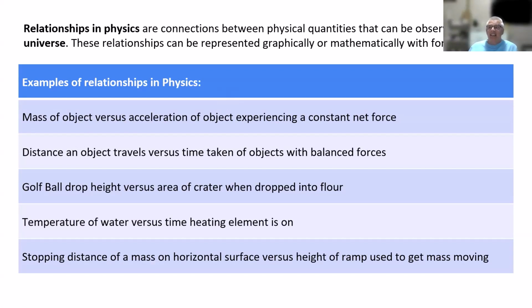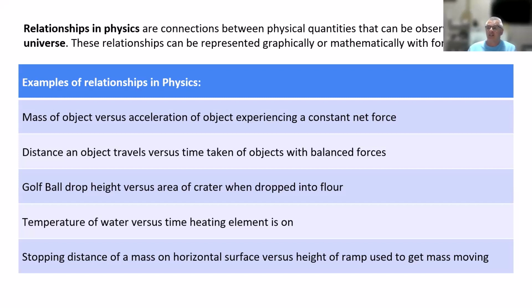Okay, at the top, again, is what the NCEA glossary says a relationship in physics is. And relations in physics are connections between physical quantities that can be observed in the universe. These relationships can be represented graphically or mathematically with formulae. I wish they'd defined what the universe was. That's not in the glossary anywhere, because I'm not quite sure what that bit means. But I kind of get the rest of it. But the examples that we're putting forward are not actually equations. You could argue you could turn them into equations, but we're not suggesting that these are necessarily equations.